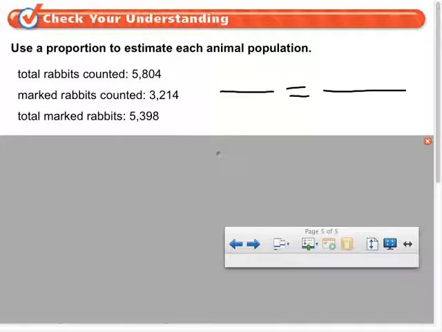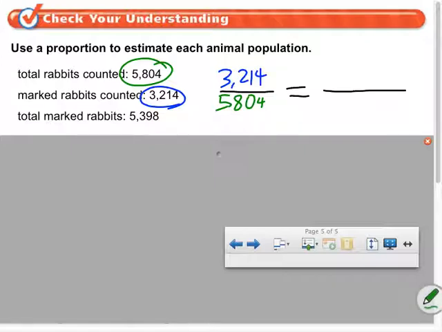Which one are we working on? Which ratio? The left or the right side? Okay, so what goes over here? What number goes in? Where does that go? Bottom, top? Okay, so you're saying total rabbits counted is the denominator. I agree with you. Okay, then what? Okay, where's that going to go? In the numerator, very good. So the marked rabbits counted, that's going to go in the numerator.